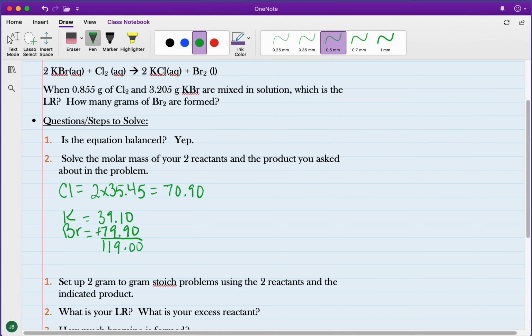And last but not least, let's solve for the bromine. Once again, it's a diatomic. And so we have 2 bromine atoms, and bromine has a mass of 79.90. We multiply that by 2, and you come up with 159.80. Okay, so here are all the molar masses that we are going to need in our problem.